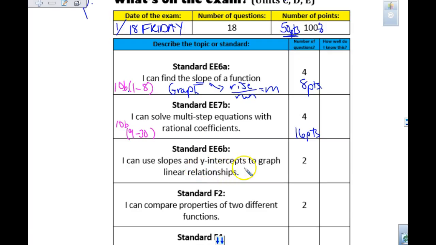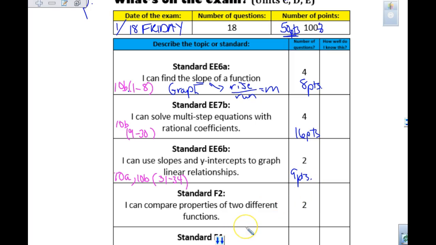I can use slopes and y-intercept to graph a linear equation. This is going to be like 10A worksheets that you're doing, and on 10B, it's going to be questions 31 to 34. Again, this standard, there are going to be 9 points for 2 questions.